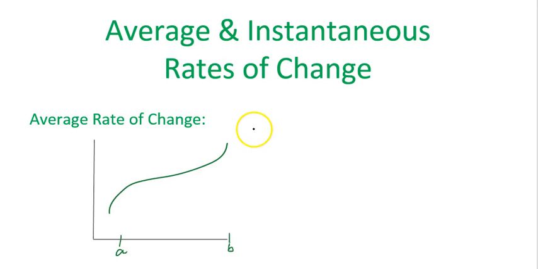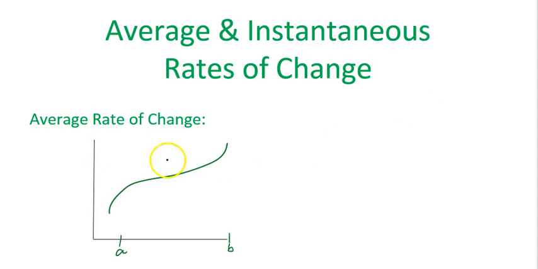This lesson is on average and instantaneous rates of change. And rates of change are things like velocity, because that could be measured in meters per second or kilometers per hour, miles per hour. It's a unit of measurement over a unit of time. So it's not only just distances, it could be something like gallons per second or liters per hour, where you have something being measured over a certain amount of time.